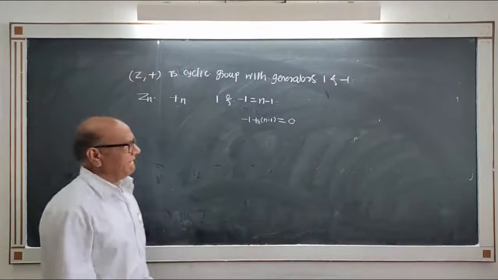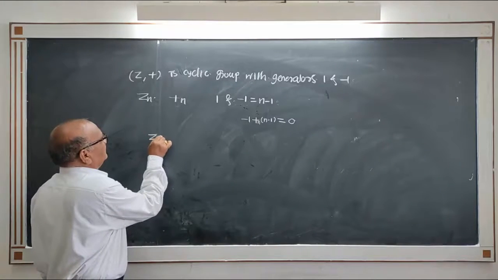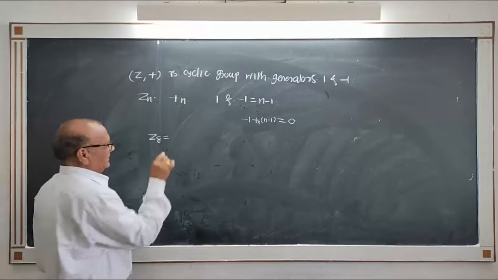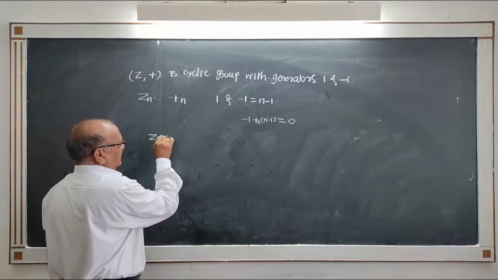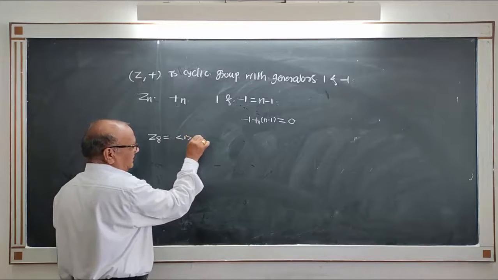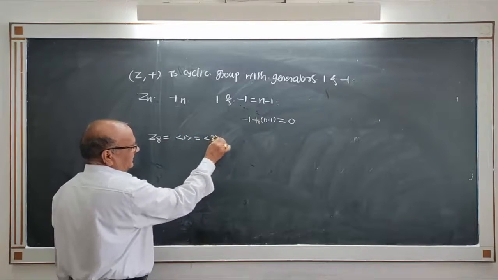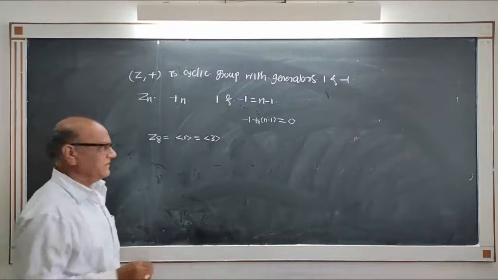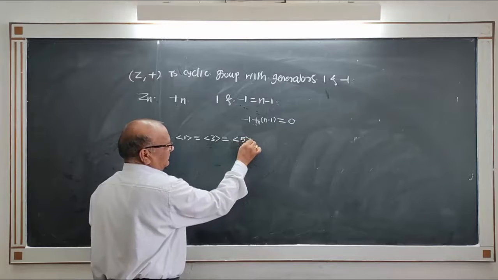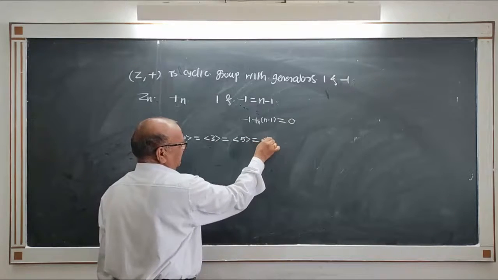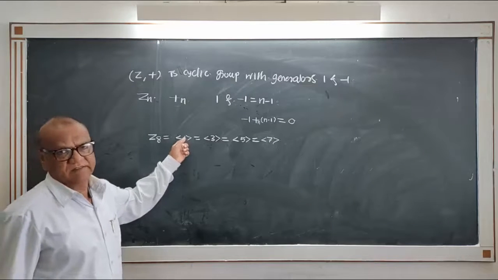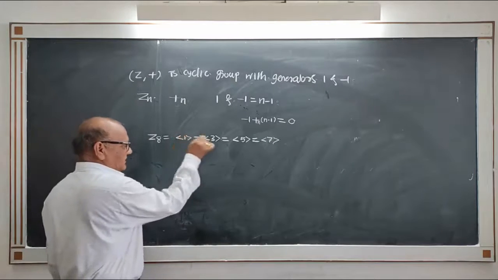Here is another cyclic group, Z8. Z8 is a cyclic group generated by 1. It is also generated by 3, also generated by 5, and also generated by 7. These are the generators.